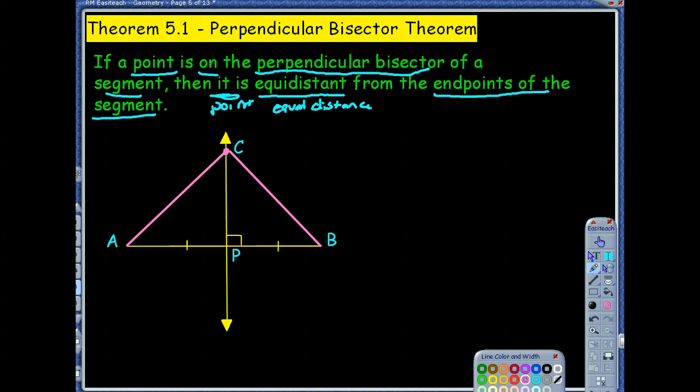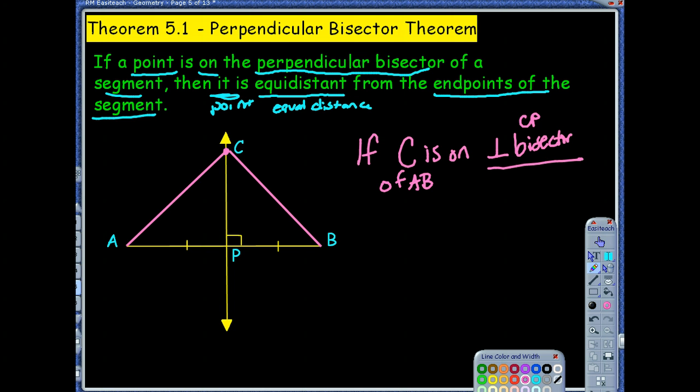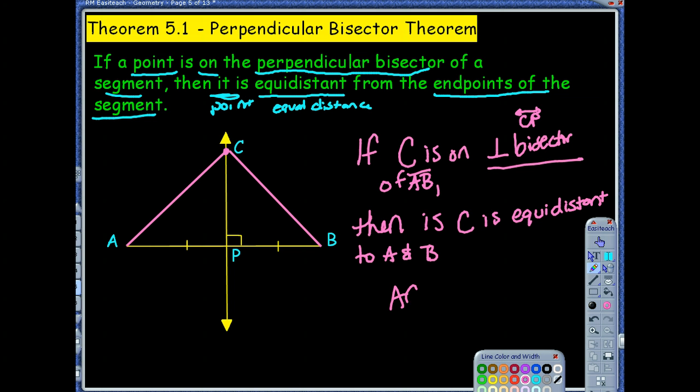So that means, based on that theorem, if I know that C is on the perpendicular bisector, so it's on that perpendicular bisector, and what's the perpendicular bisector? That's CP. So we're talking about CP. Then what we know is I'm going to be able to say that C is equidistant to A and B, which really essentially means AC and CB are equal, right?